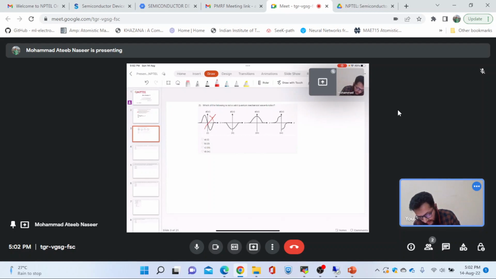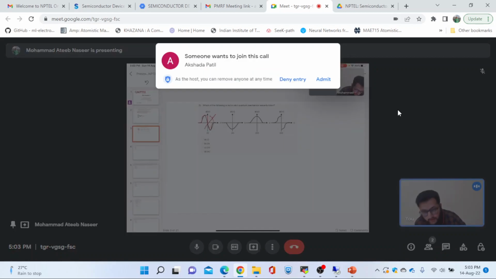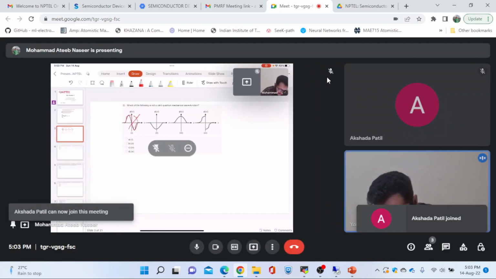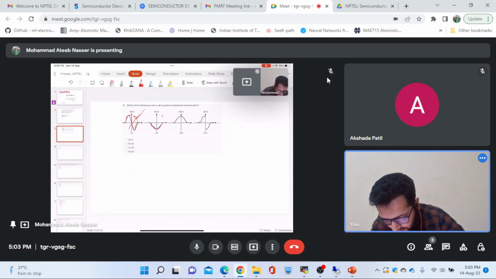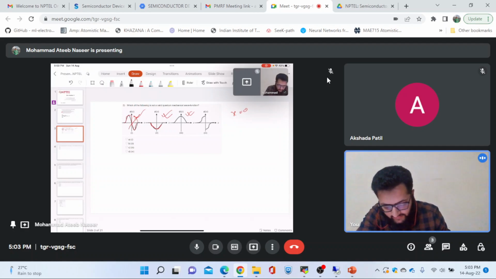As you can see, while I draw this, my pen will not lift. So simply this A is continuous. The second option over here, as we can see, is also continuous, and the third also is continuous. But if we look at option 4, it is showing discontinuity at x equal to 0. So we can easily see that this option 4 is not a physically realizable quantum mechanical wave function. So we will take option 4.